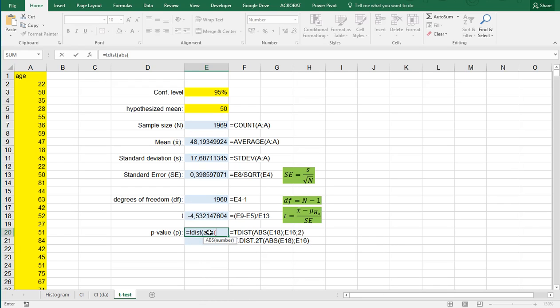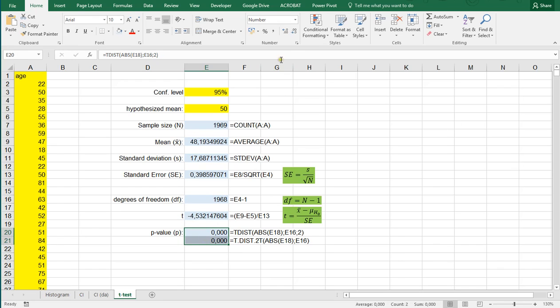and make sure you get the absolute value of the t-value, and then select the degrees of freedom, and usually you want a two-tailed, so 2, and that gives us a very low value. And the newer way of doing this is T.DIST.2T, and it again requires to have the absolute value of the t-value, and we only need the degrees of freedom because the .2T already indicates that we want it two-tailed, and it should give us the same result.